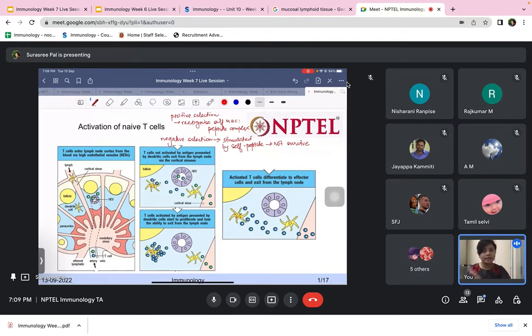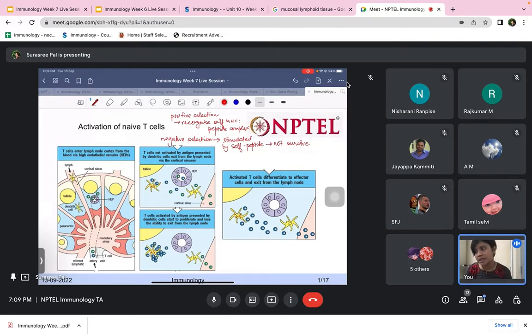Now these naive T cells, this whole thing was happening inside the thymus, right? Now these naive T cells will have to exit the thymus, and they will have to reach the secondary lymphoid tissues, where they can now recognize any foreign pathogen or any foreign peptides, right? So these T cells can recognize self-MHC because they are positively selected, and they are also not stimulated by the self-peptides because they are negatively selected, right? So after these two rounds of selection, they will finally reach the secondary lymphoid tissues.